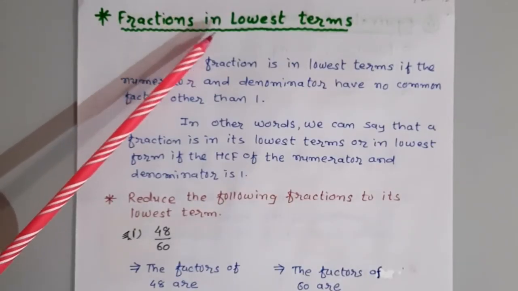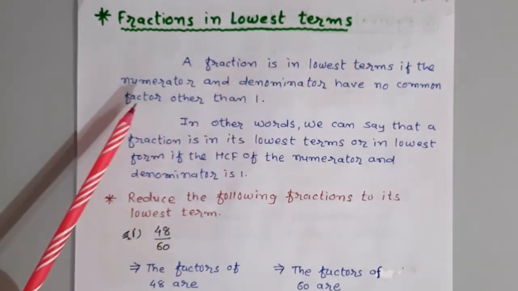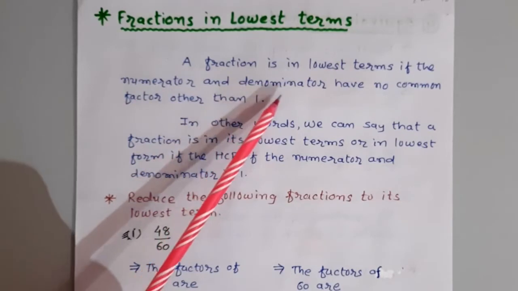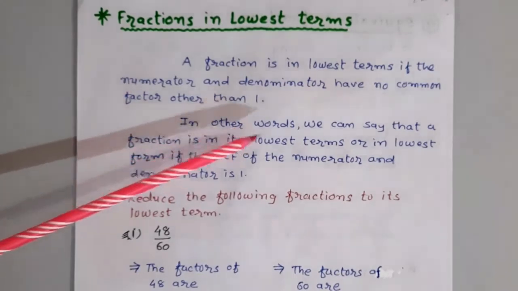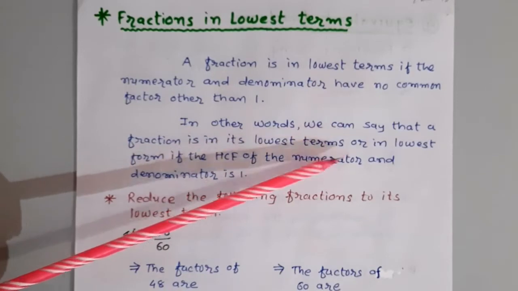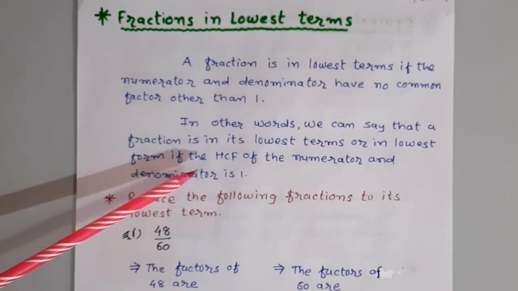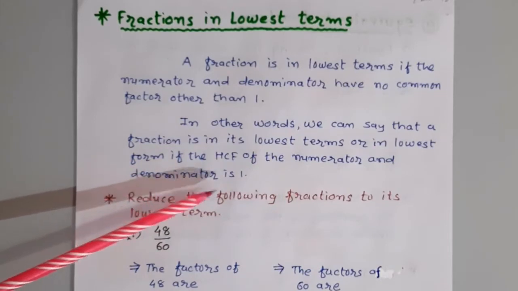Fractions in lowest term. It means a fraction is in its lowest term if the numerator and denominator have no common factor other than 1. In other words, we can say that a fraction is in its lowest term or lowest form if the HCF of the numerator and denominator is 1.